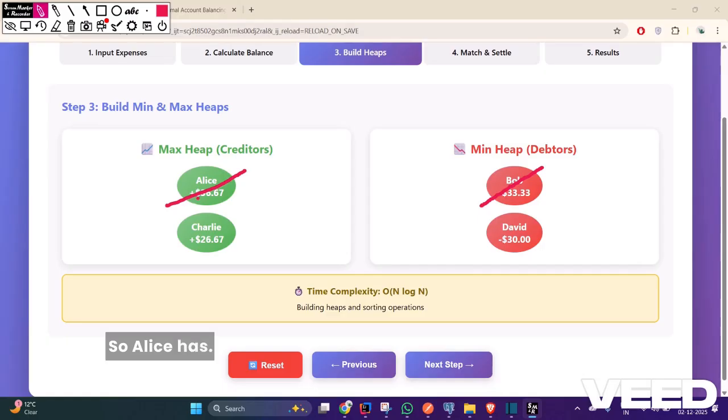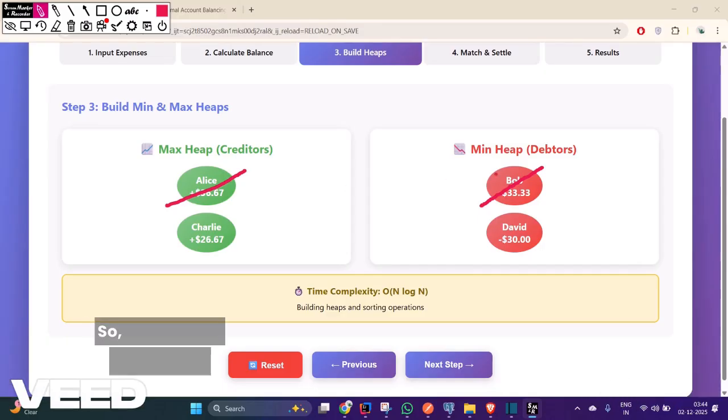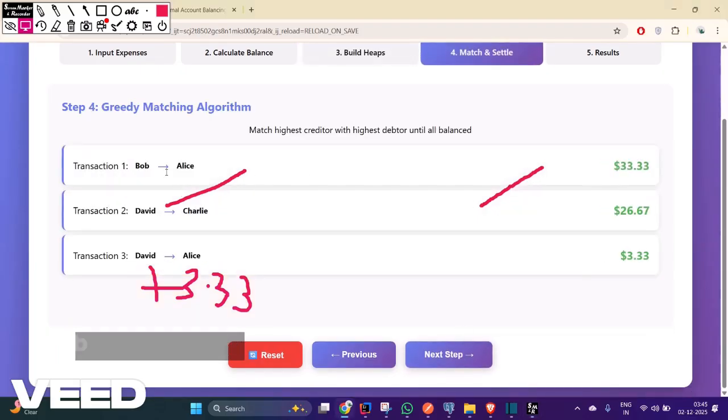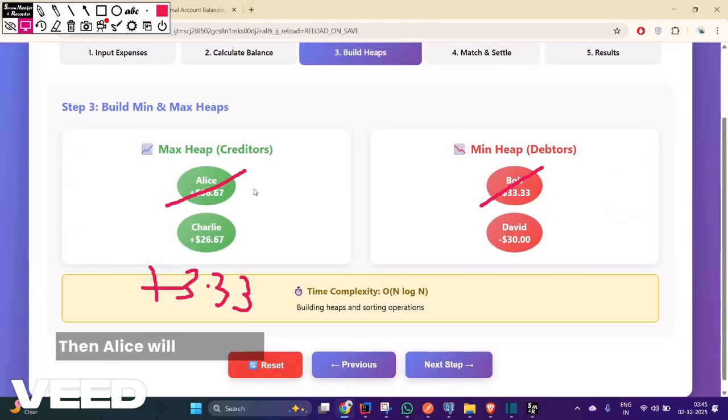So Alice wants 36, but she's only taking $33 from Bob. So Alice still wants $3.33, right? So we will record this as a transaction: Bob to Alice, $33.33. You can see it right there. Then Alice will be shifted downward in the heap because it's a priority queue, right? Charlie will be pushed upwards.